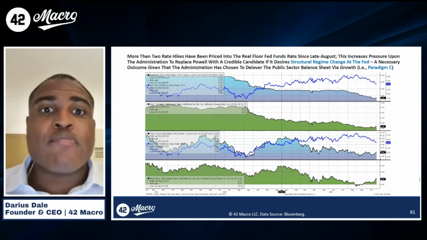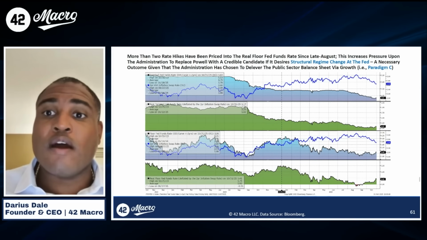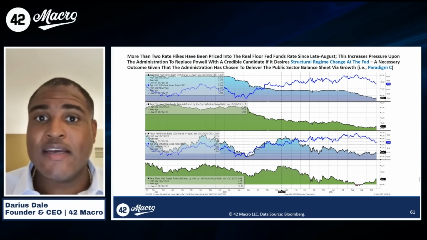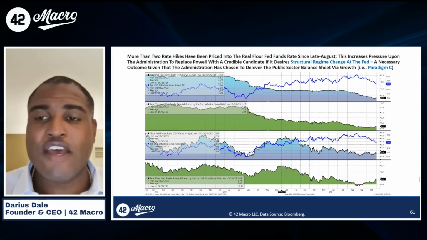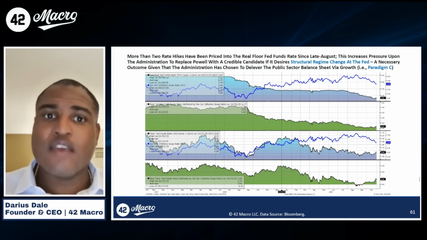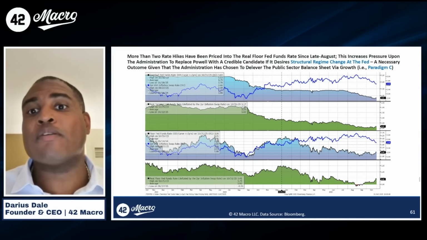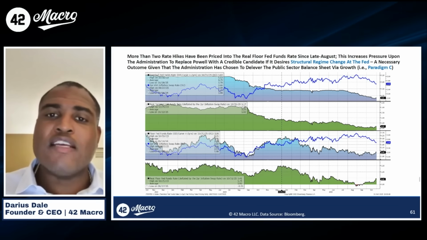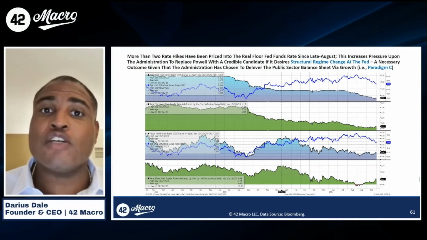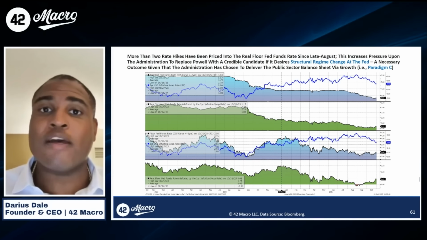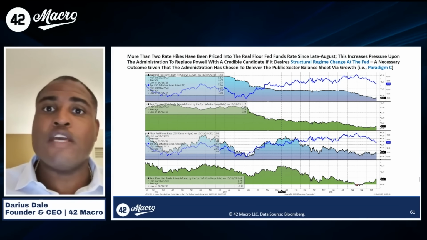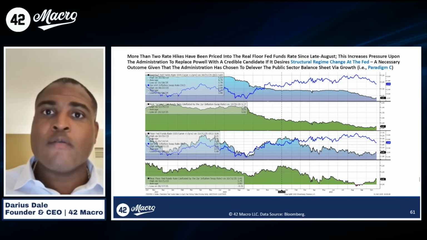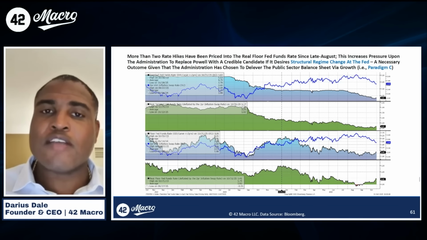More than two rate hikes have been priced into the real floor Fed funds rate since late August. This increases pressure upon the administration to replace Powell with a credible candidate if it desires structural regime change at the Fed, which is a necessary outcome given that the administration has chosen to delever the public sector balance sheet via growth, i.e. paradigm C. So the reason the Fed needs to support fiscal dominance is because the administration, which was voted into office by the American public, unlike the unelected, unaccountable econ PhDs at the Federal Reserve, the American public said we want growth. We want to fix the problems of our K-shaped society with growth.